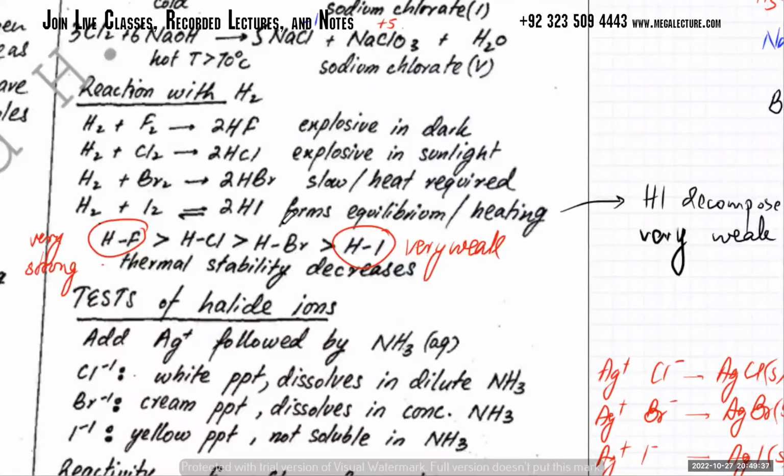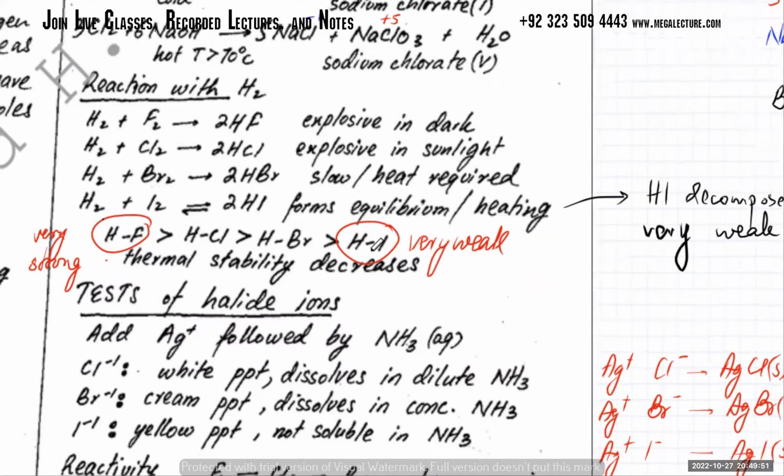And we did talk about the stability of the bonds. HF was very strong. HI was a very weak bond. So thermal stability decreases. Bigger atoms always form weaker bonds.